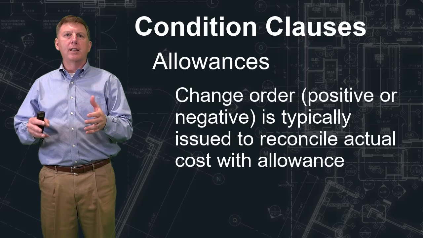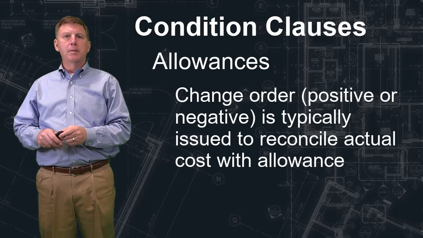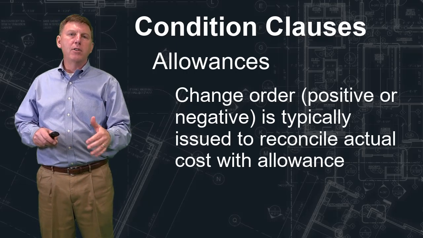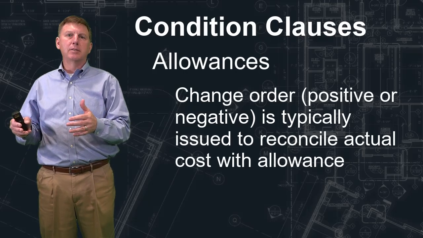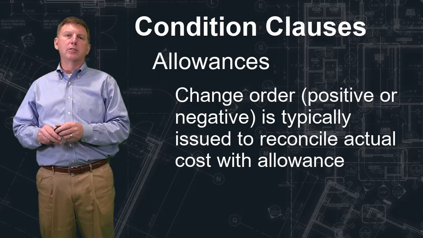If you're over that allowance, then the contract mod or change order will have to be put in place to pay the contractor what they're due over the allowance. If you go under the allowance, if you save money, then a contract mod would have to be put in place, a change order, to reduce the contract value so you pay less.